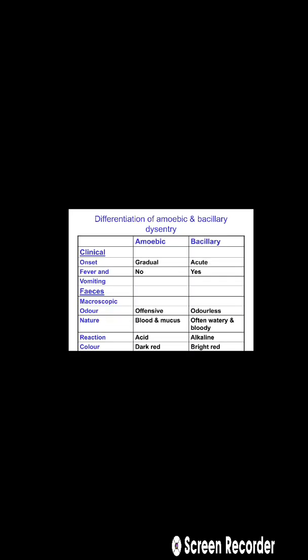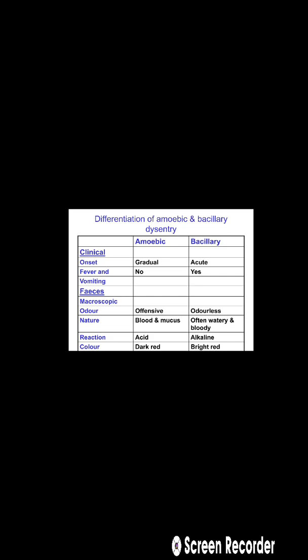See, this is the intestinal abscess or local ulcer that is seen in the Entamoeba histolytica infection. This is the abscess. And what is the difference between amoebic and bacillary dysentery? Bacillary dysentery is caused by bacteria, mainly Shigella, and amoebic dysentery is caused by this Entamoeba histolytica.